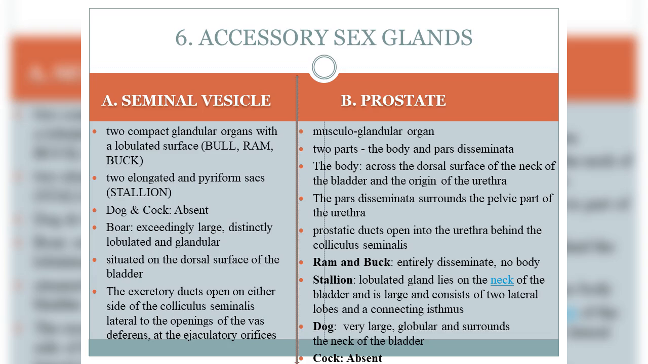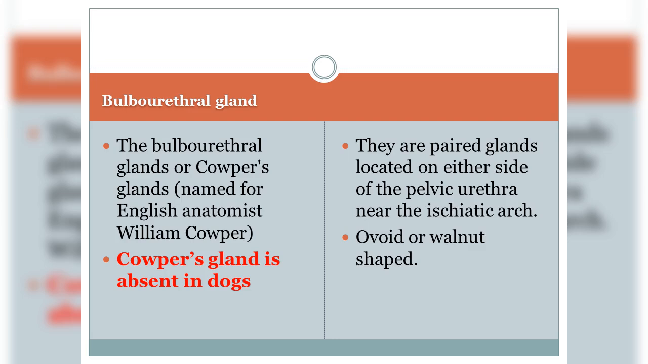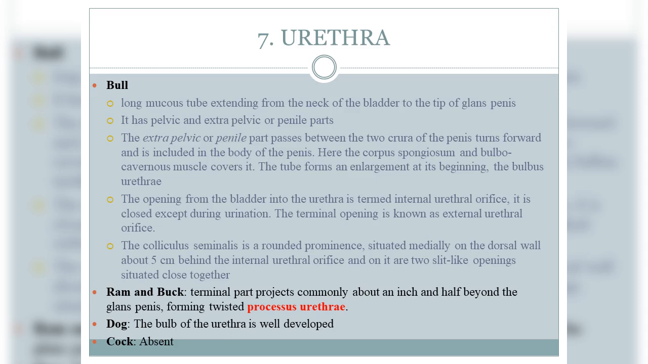Accessory sex glands like the seminal vesicle and prostate are crucial for producing seminal fluid. These glands vary in size and structure among different species, contributing to the reproductive process. The bulbourethral glands, also known as Cooper's glands, are paired structures located near the pelvic urethra. They secrete a fluid that lubricates the urethra for sperm passage. The urethra extends from the bladder to the tip of the penis, serving as a passage for urine and semen. Its structure varies among species, with some having specialized features like the colliculus seminalis.